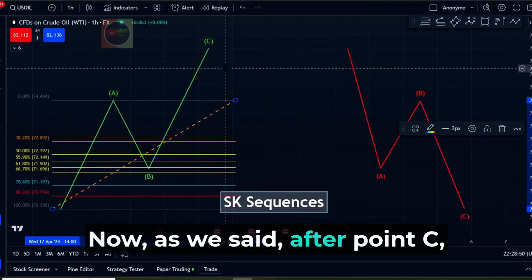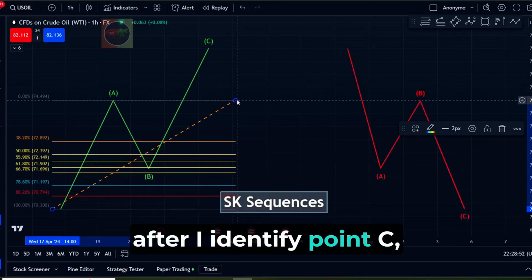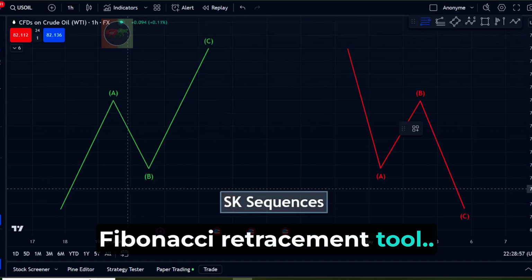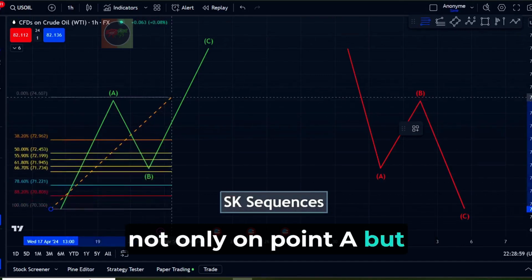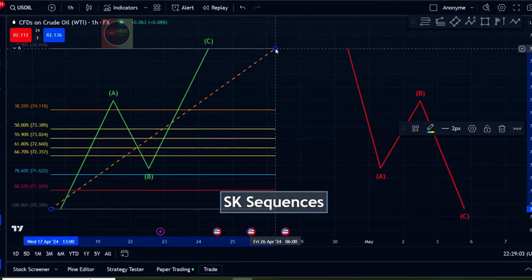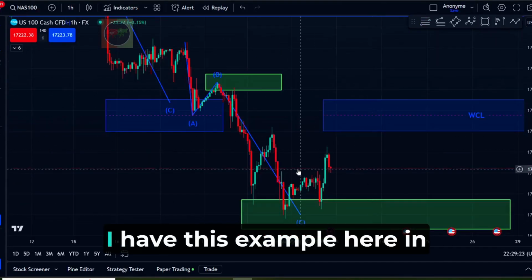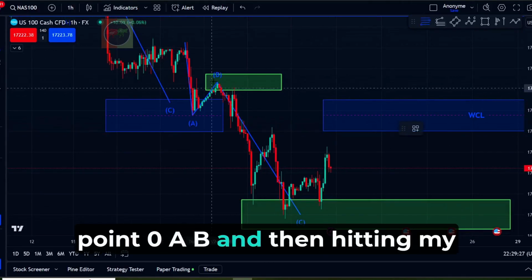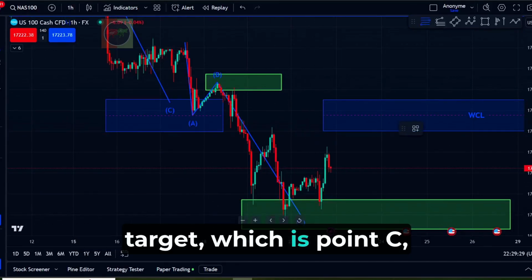Now, as we said, after I identify point C, I have to use the Fibonacci retracement tool, not only on point A, but also up to point C, but this is after it hits my target. I'll give you an example. I have this example here in the chart. As you can see, point 0, A, B and then hitting my target, which is point C.